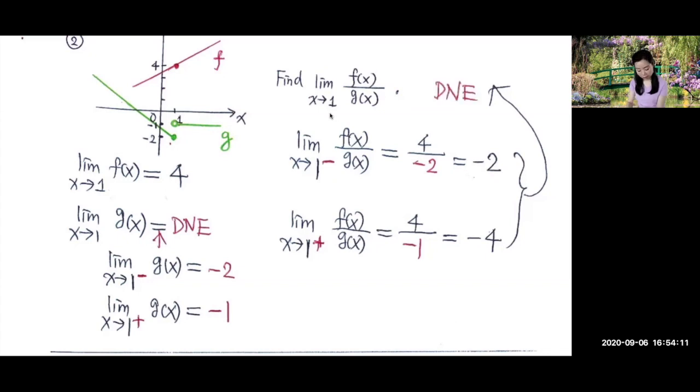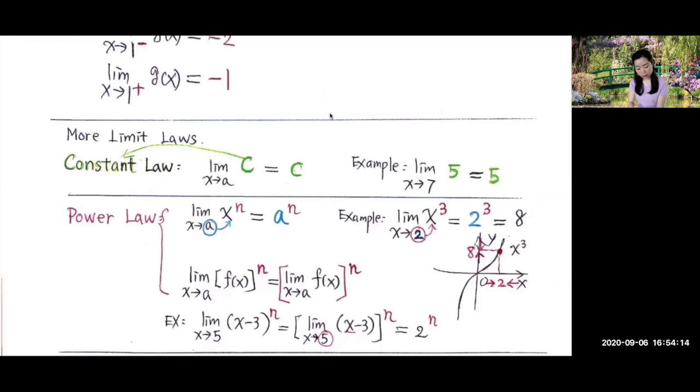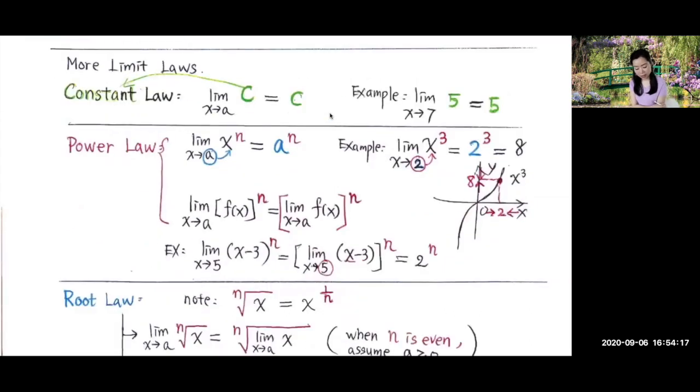Now we go over more limit laws. This one here is the constant law. If you take the limit of a constant, for example 5, no matter what x is approaching, this constant is not going to change. So this limit is still 5. So the limit of a constant is the constant itself.